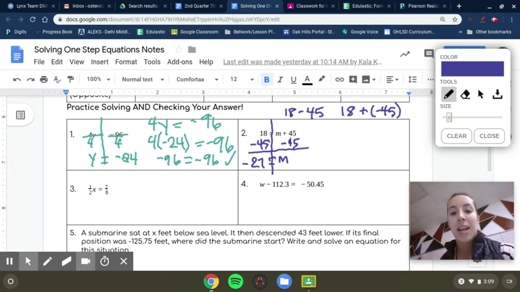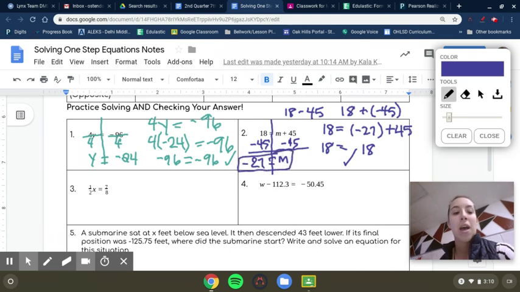If we plug it in just to double check, we have 18 is equal to, instead of M, negative 27 plus 45. When I go to solve this, 18 is still on this side. Over here on the right-hand side, they have different signs, which means I have to subtract. So 45 minus 27 gives me 18. And this time the positive is bigger. 18 is equal to 18. So that means that negative 27 was the correct answer. So M is equal to negative 27.